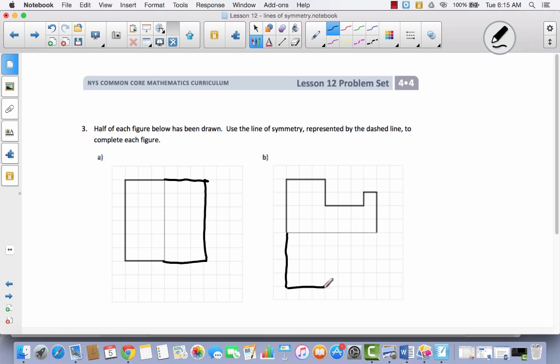I'm going to go 2 spaces back towards the line of symmetry. And then you go over 3. And you go away from the line of symmetry 1. And you go over, and then you match it up.